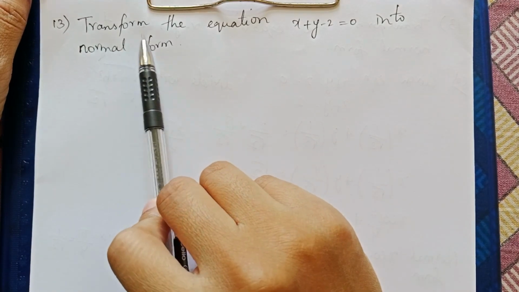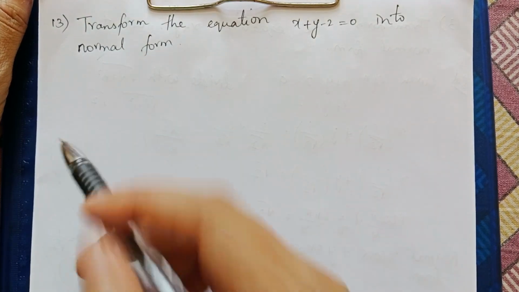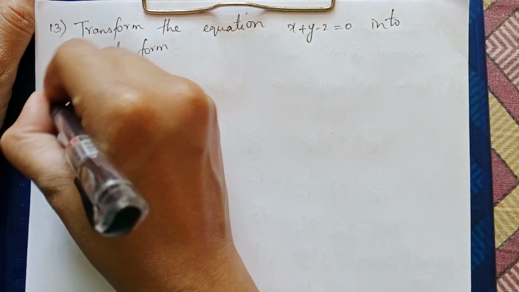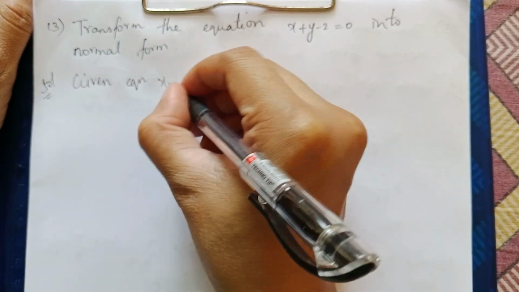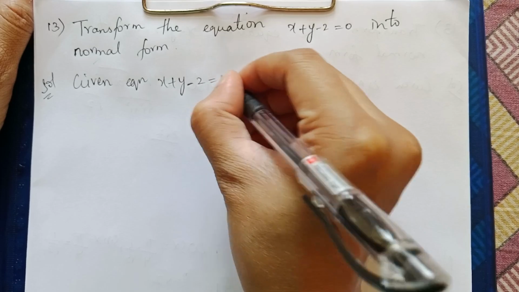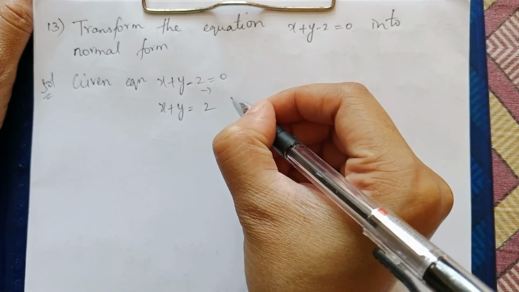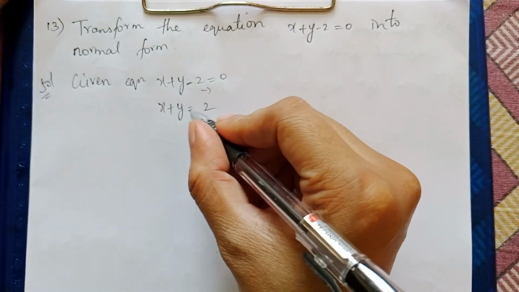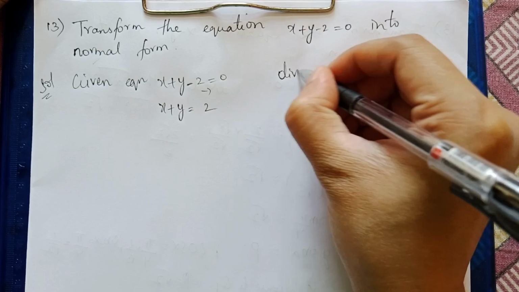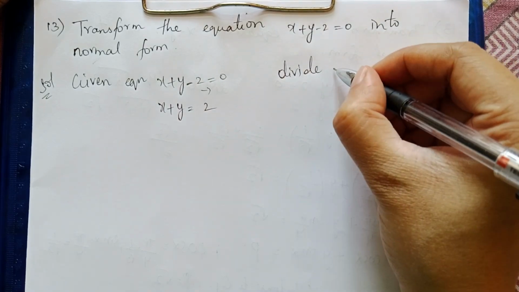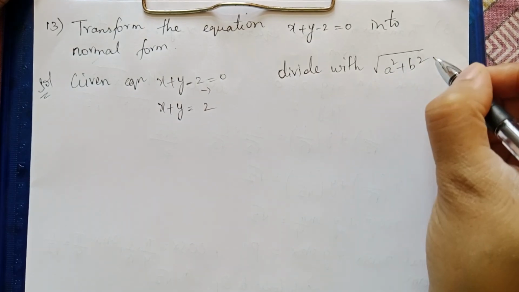Our next question is: transform the equation x plus y minus 2 equal to 0 into normal form. So the given equation is x plus y minus 2 equal to 0. Minus 2 comes to the right hand side, so it is x plus y is equal to 2. Whenever the question asks for normal form, we have to divide by root of a square plus b square.